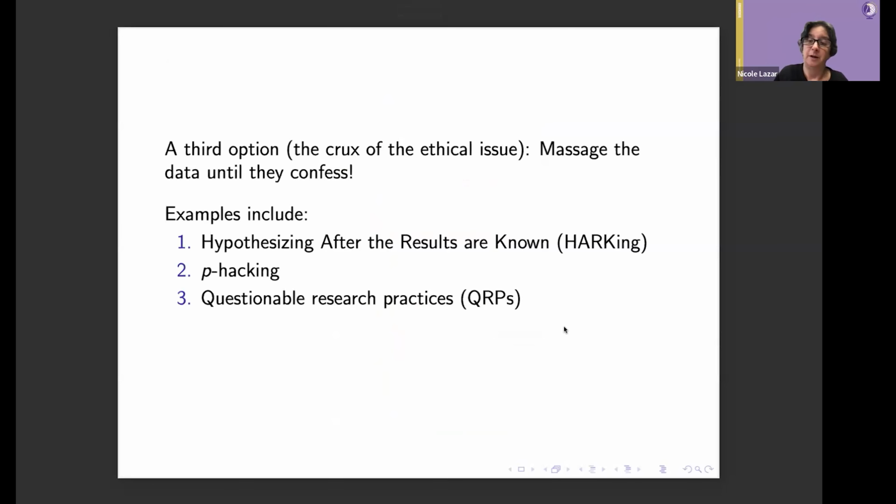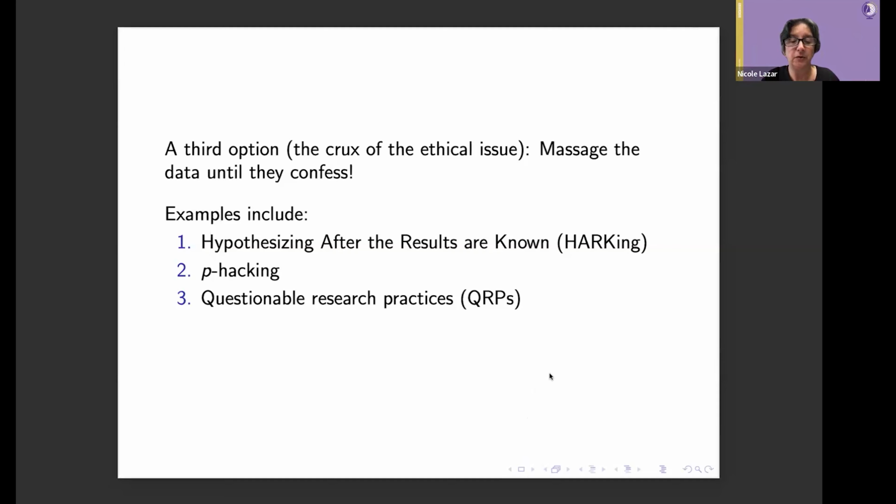The third thing that people will sometimes do, and this is really the crux of the ethical issue, is that they will massage the data until they get the result that they want. They will massage the data until they confess. Some examples here include something called hypothesizing after the results are known, wherein you look at the results and then you build your hypotheses rather than the other way around. You should obviously build your hypotheses and then use the data to test those hypotheses.